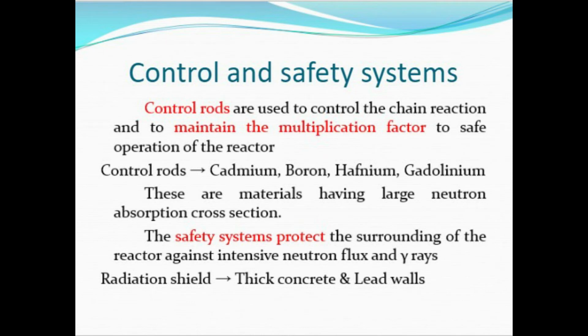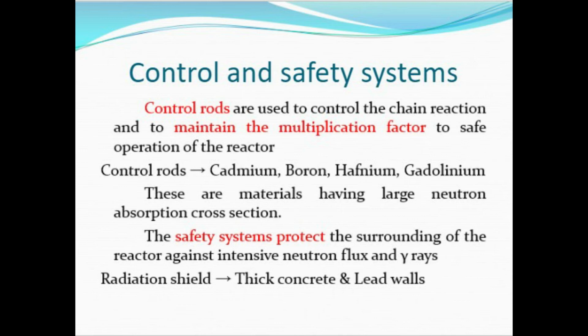Next is control and safety systems. In order to control the chain reaction and to maintain the multiplication factor so as to ensure the safe operation of a reactor, control rods are used. Control rods are mostly made of materials such as cadmium, boron, hafnium, gadolinium. These materials have a large neutron absorption cross-section.